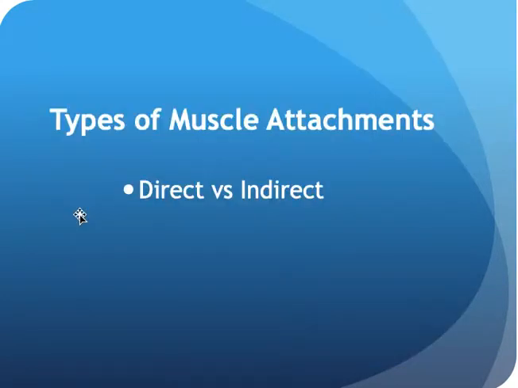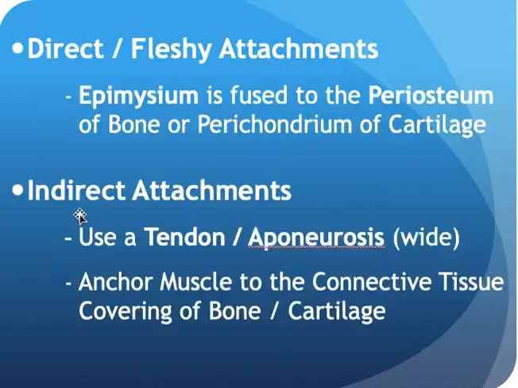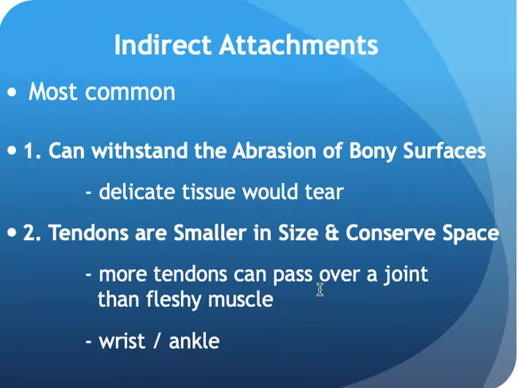Okay, so we get different types of attachments. You're going to have direct and indirect. Direct just means that the epimysium is going to actually be fused to that outer part of the bone, or the periosteum. Okay, this one is not as common. The most common one is going to be this indirect attachment, and for multiple choice questions, you want to realize that this is an example of my tendons. So my tendons are going to be termed indirect attachments, and they're going to anchor that muscle to the connective tissue covering of the bone.